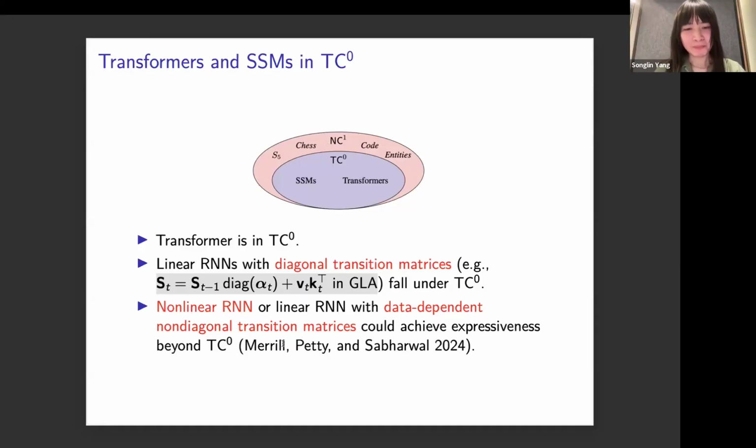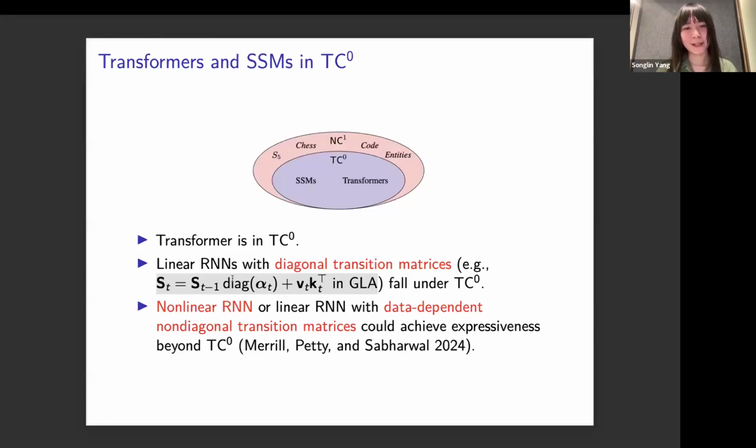And in their paper, they show that in order to make our model able to go beyond TC0, there are two strategies. The first strategy is to make it nonlinear, just like LSTMs and gated recurrent units. But this strategy definitely breaks the parallelism, and it will be very hard to train in practice. Luckily, they also provide a second strategy: we can still use the linear RNN, but we need to make the transition matrix more expressive.